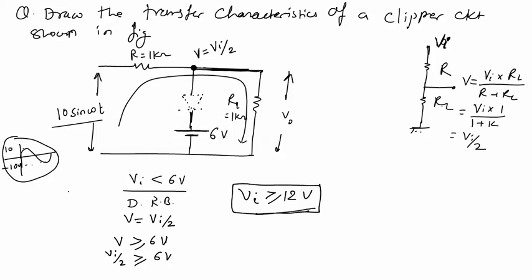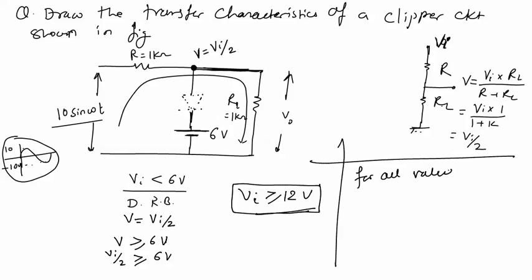So the diode in this circuit will be reverse biased always. So here we'll say that for all values of input voltage, D is reverse biased, and output voltage V naught is equal to V equal to Vi by 2.